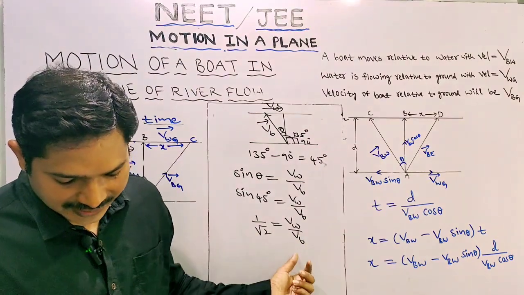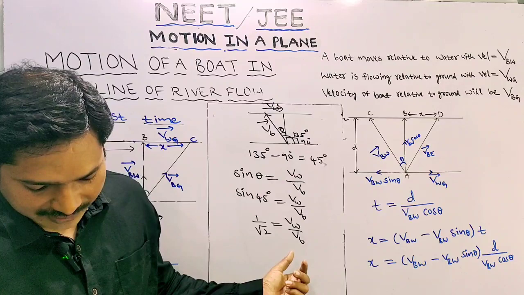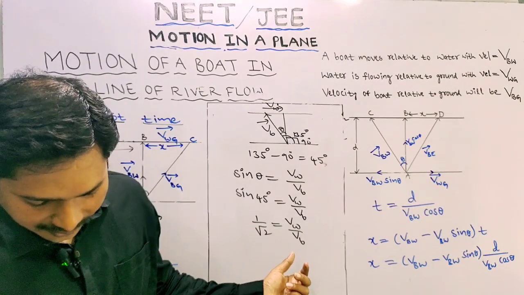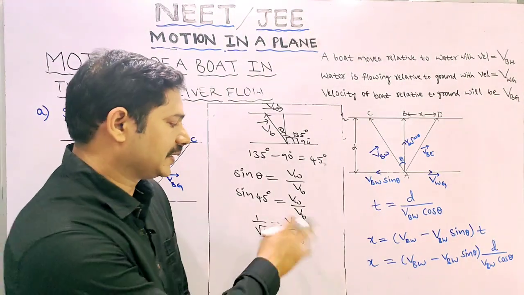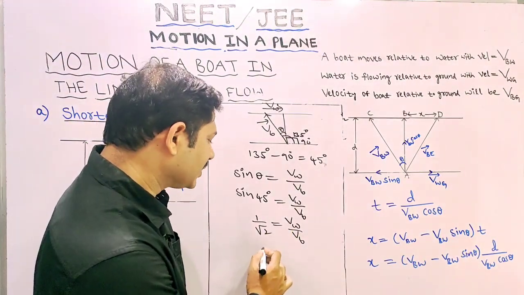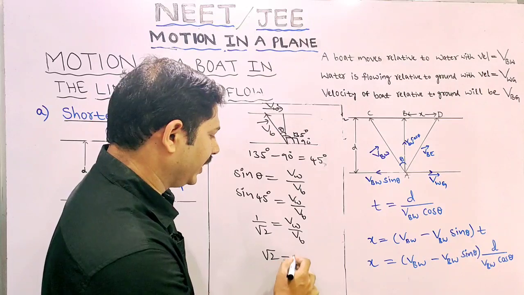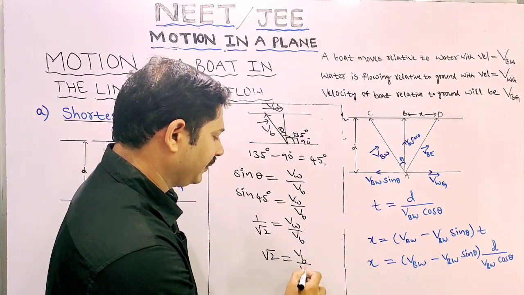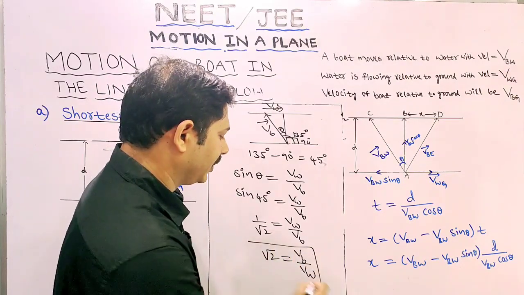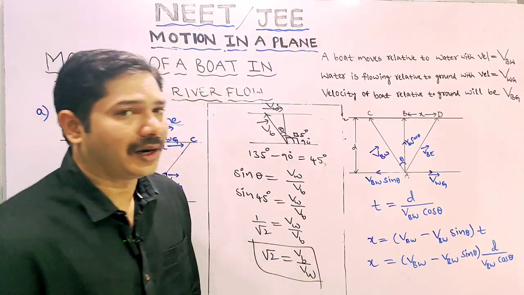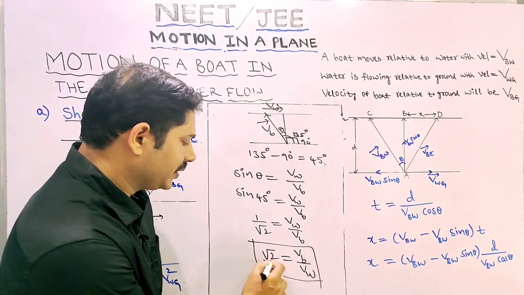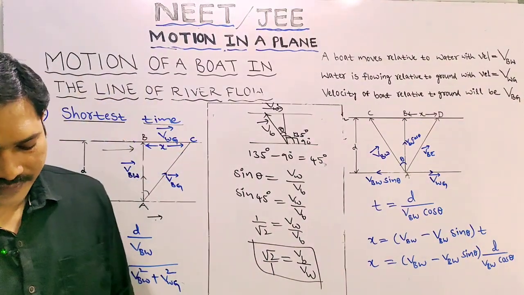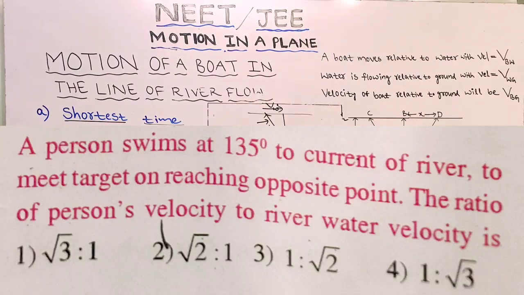But in the question, they are asking for the ratio of the person's velocity to water velocity, so take reciprocals on both sides. Then root 2 equals VB by VW. So this is the answer. Four options are given. Root 2 is to 1 you can also take. Which option is correct? Here the second option is correct, root 2 is to 1.